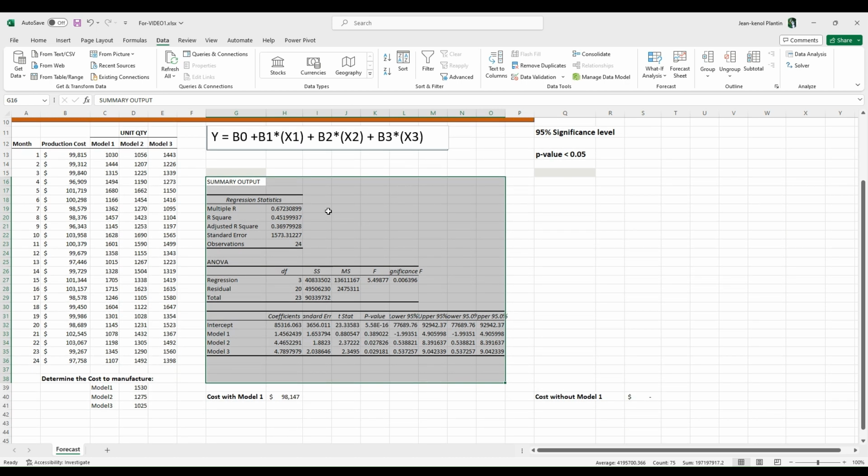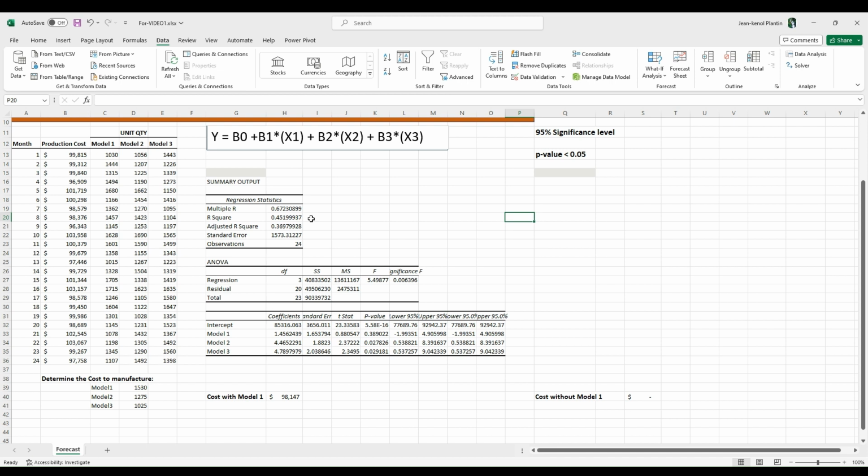Now, we have the result for our regression. And you're going to see in the summary output your R square. For this regression, our R square is 0.45, which means when you put all three models together, they represent only 45% of the variance in the cost of production, meaning there are other factors that are responsible for the cost of production, not only those models. Those three put together represent 45% of the variance.